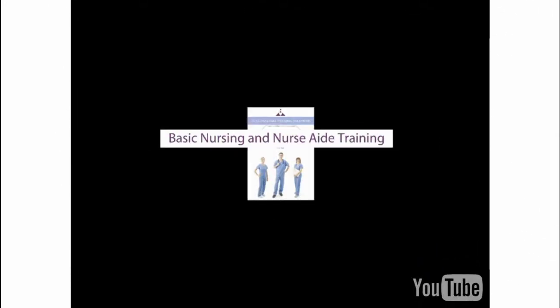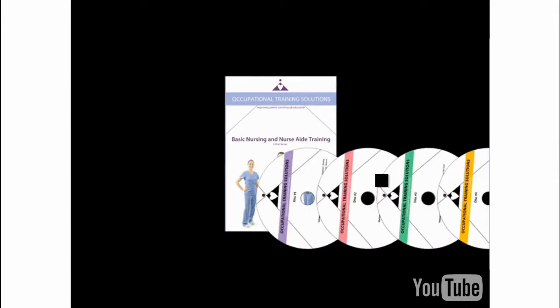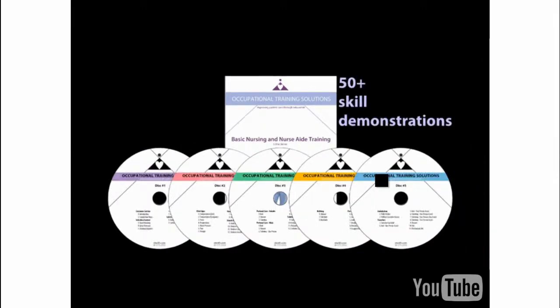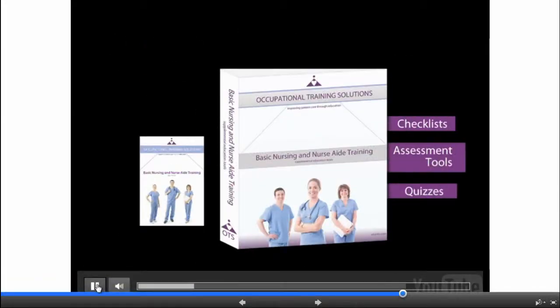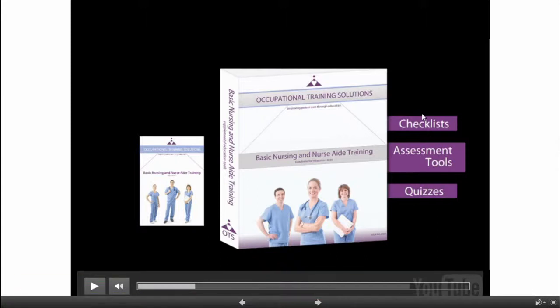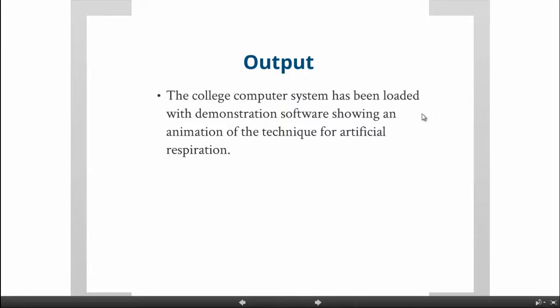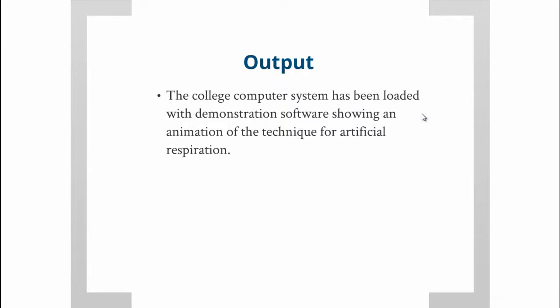If we have a quick look at this video, I'm not going to play the whole thing. You don't really need to watch the whole of this, just to give you an idea. So what we've got is a video package, and also in that DVD instructional video package we have various things like tools, quizzes and checklists. So the college computer system has been loaded with demonstration software showing animation of the technique for artificial respiration. So it could have animations or it could have actual videos, as we've discussed before. Pictures possibly, but animation or videos are better because it actually shows things taking place.